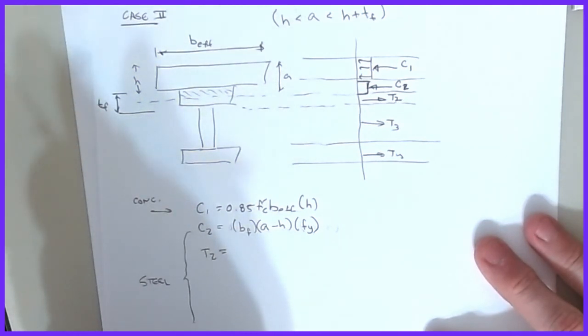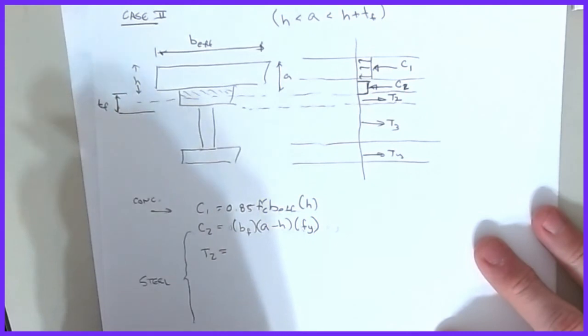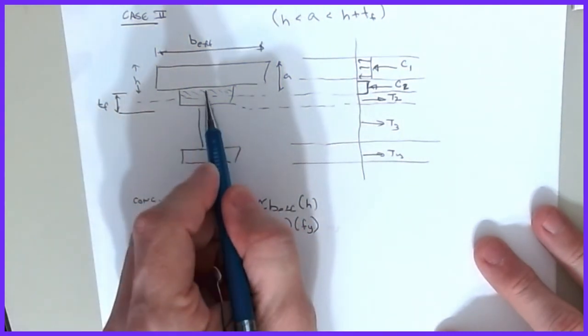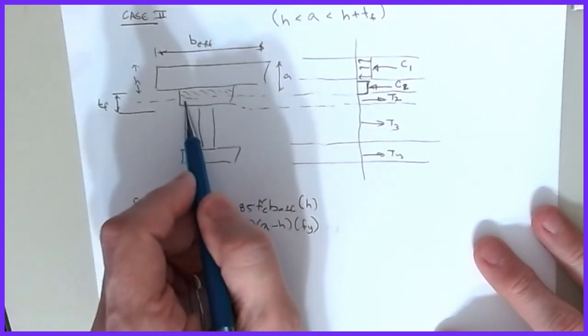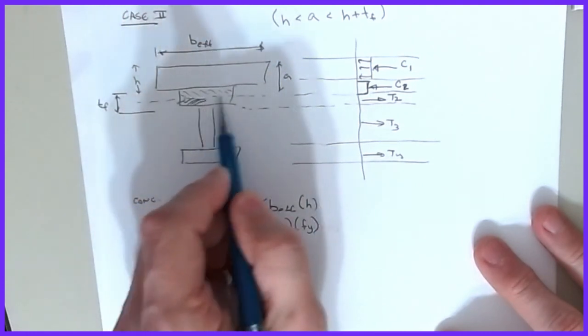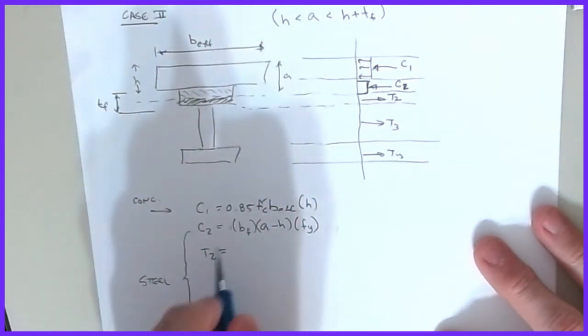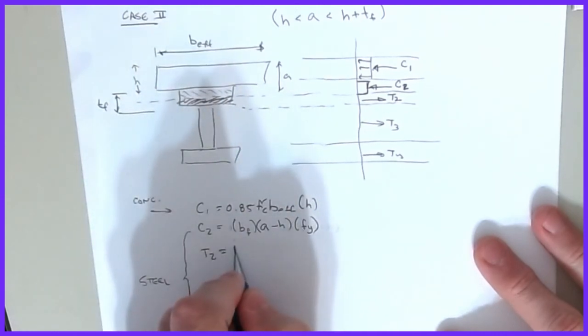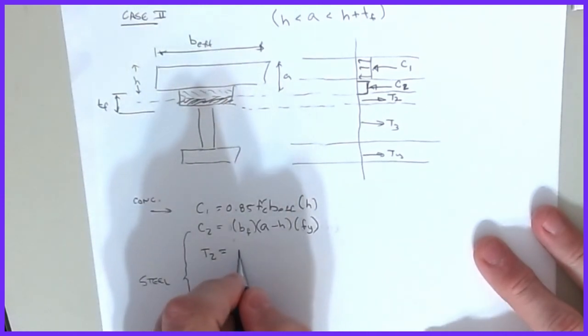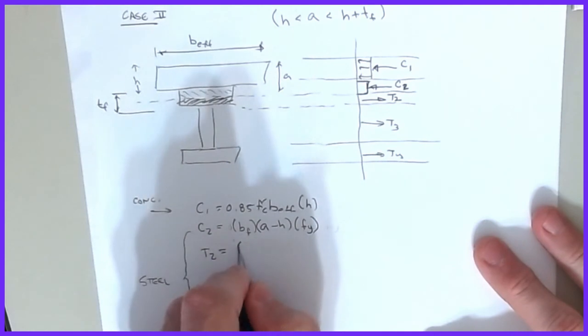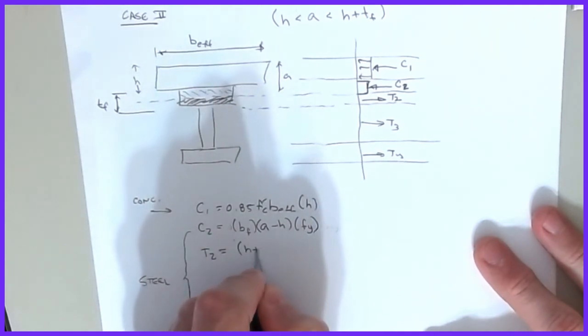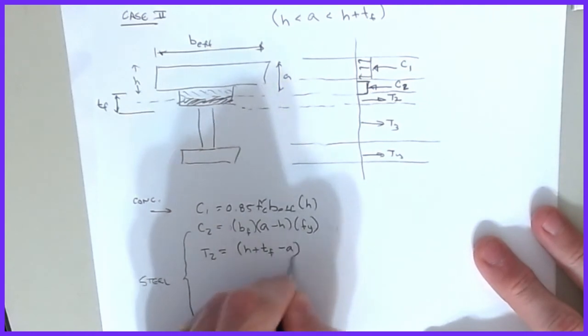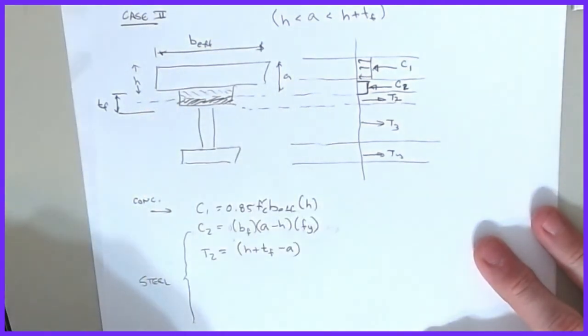Is it just ASFY? Same as before? Well, the problem is you've claimed part of it for compression. So now we have to figure out what's the area of this guy. So it's going to be TF minus A minus H. TF minus A. I'm going to write it a different way just so I can see it. I'm going to do H plus TF minus A.